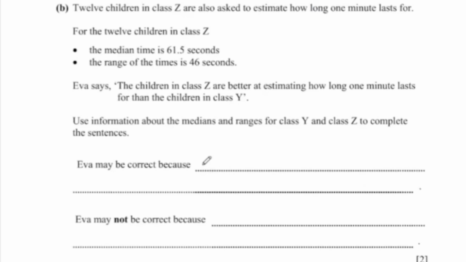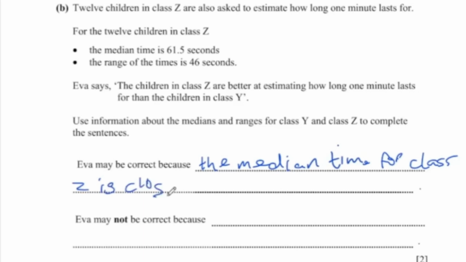Eva may be correct because the median time for class Z is closer to the true or the accurate time. We put in brackets 60 seconds. Simple. Now, Eva may not be correct.